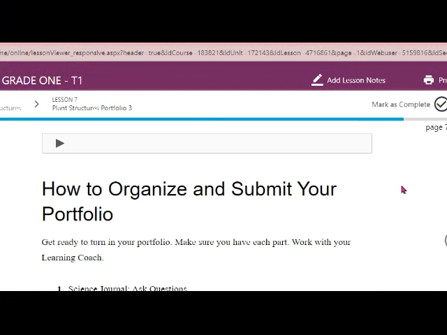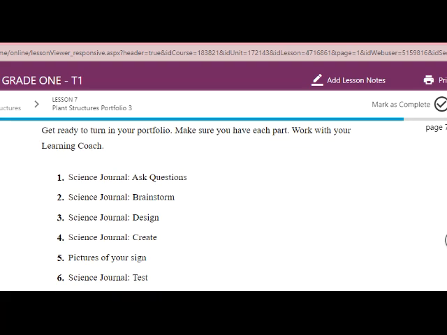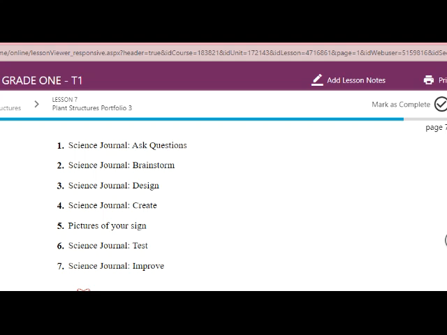All right, you are almost done. This is when you organize and submit your portfolio. Get ready to turn in your portfolio. Make sure you have each part and work with your learning coach. So remember, you're going to include your science journal.